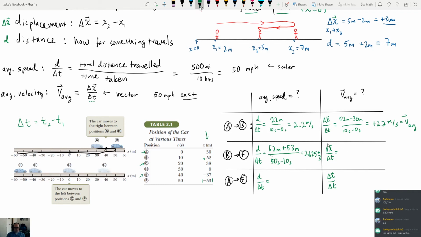Okay, for this one, this is actually maybe even easier to calculate, because delta x tells us to take the final position. The final position is that number right there, -53. Let me get rid of these absolute value signs. That's the final position, so you write -53 minus the initial position, which in this case, since we're going from B to F, is going to be +52. And then divide by 50 minus 10. So this one ends up being negative. That's our average velocity.